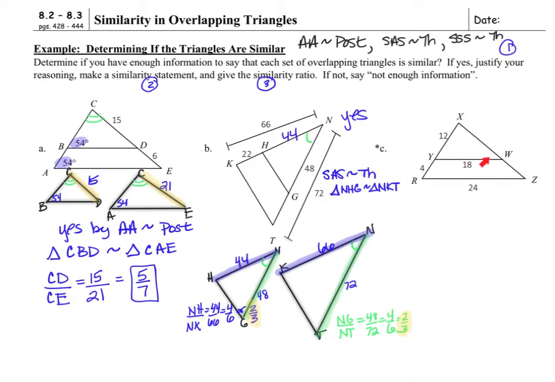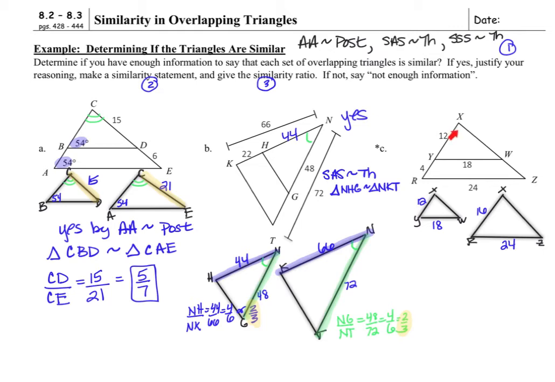Now let's take a look at C. We have XYW and XRZ. I've drawn the triangles separately, so let's label everything we know. I know that from X to Y, that measurement is 12. And then I know from X to R, that's going to be 12 plus 4, which is going to be 16. I know that the base of the smaller triangle, Y to W, is 18, and that the base of the larger triangle, RZ, is 24.